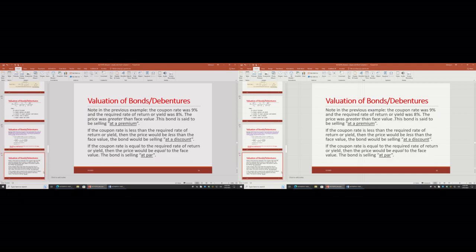So sometimes you will not be directly given this information. They just say, okay, this bond is selling at par. And then you should be aware that the coupon rate and the required rate are the same. Okay?